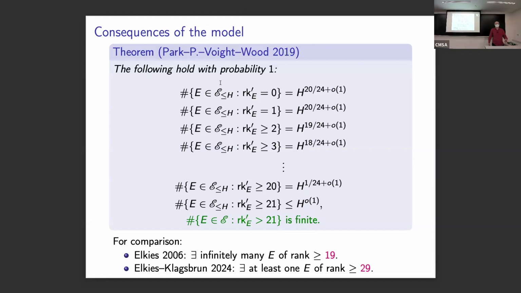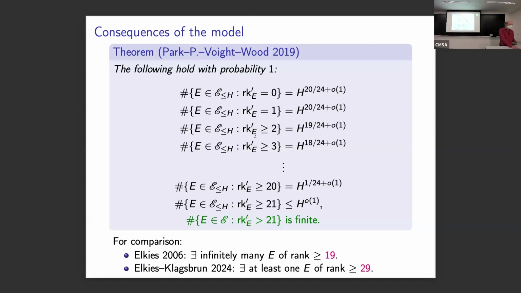I explained that earlier. H to the 5/6 is the same as h to the 20/24. And if you study the probability of the rank of the kernel of this random matrix being at least 2, it turns out to be h to the -1/24. And so of the h to the 20/24 elliptic curves, only h to the 19/24 of them are expected to have rank 2, if you believe that this model is actually correct.